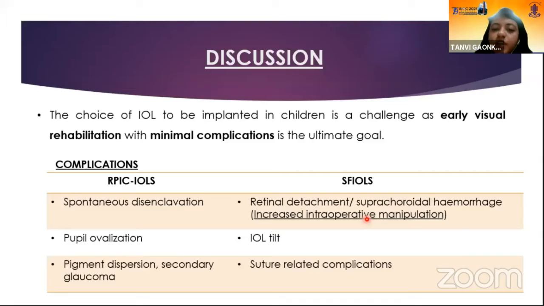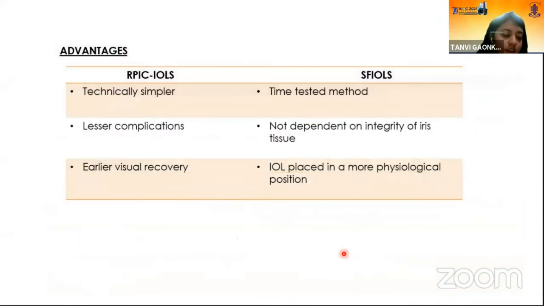SFIOLs, on the other hand, are associated with increased intraoperative manipulation, especially in the vitreous space. Therefore, complications like retinal detachment and suprachoroidal hemorrhage can occur. Also, there's a higher risk of IOL tilt and suture-related complications like suture erosion, breakage, and eventual late IOL dislocations.